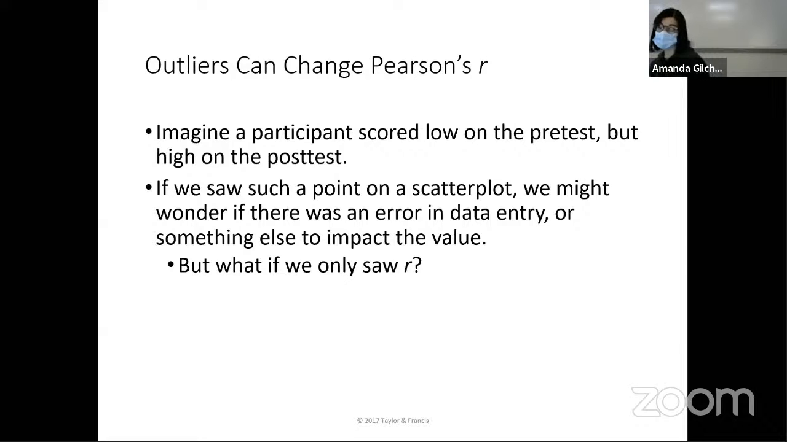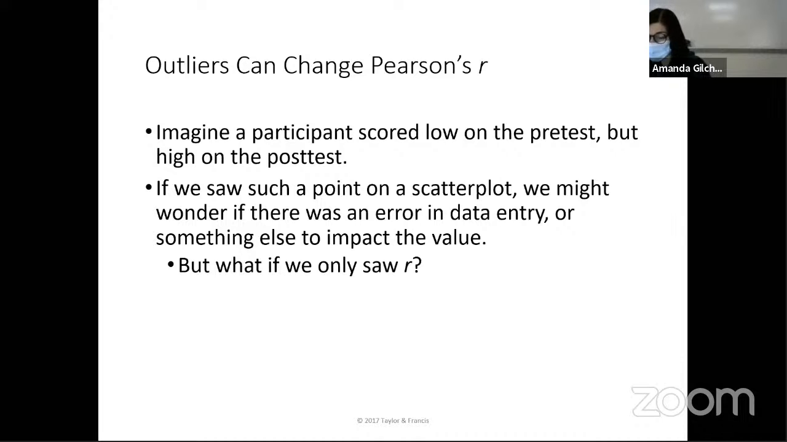So I want you to imagine that we had a participant who did really poorly on the pretest, but they did really well on the post-test. Now, if you saw this on a scatter plot, you would start to wonder if there were some issues with this participant, if there was an issue with the data entry, or something else that could have led to that happening. But what if you're only seeing the correlation coefficient? Would we be able to tell anything about an outlier when we only have the correlation coefficient?